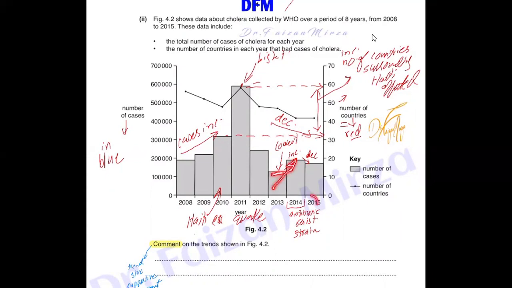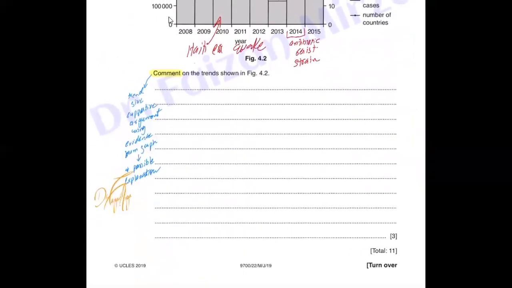So why did the cases increase? Because probably an antibiotic resistance strain came, and this strain started to infect again, and again people got immune to it. So again they started to decrease. So this is how the fluctuation keeps occurring. But a major fluctuation comes when there's a major change in the environmental condition. For example, in this case, it was the earthquake. Let's move on to the next question.